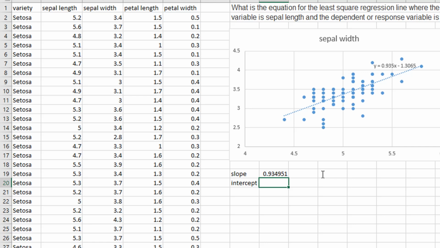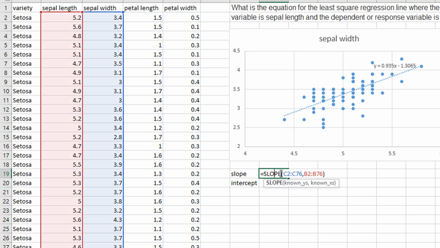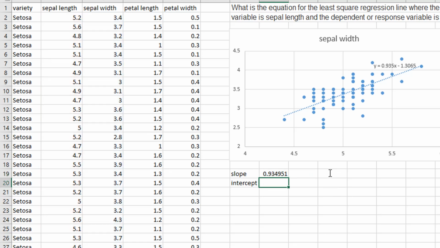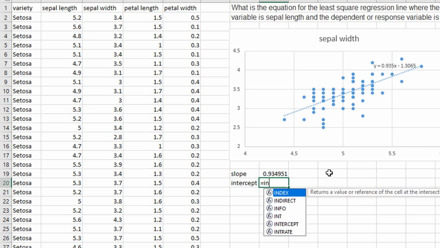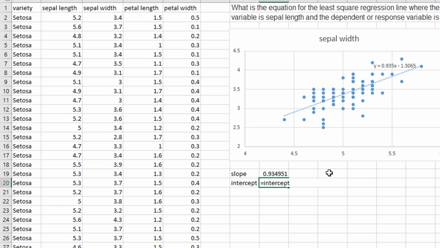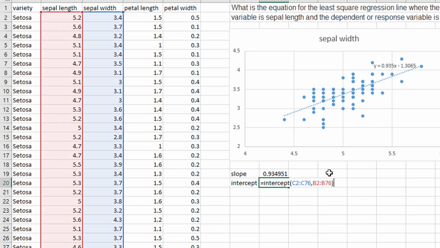Now this is to more decimal places, but I'm going to later on do the rounding, and you'll see I get the exact same thing. I'm going to do the intercept next, and actually I'm going to copy part of this formula. I'm going to copy the ranges because for the intercept function, it's the exact same except instead of the word slope, it's the word INTERCEPT. And then I'm going to paste in my parentheses that have the ranges. Again, it's the known y's and then the known x's. Hit enter, and that's going to give me the intercept.